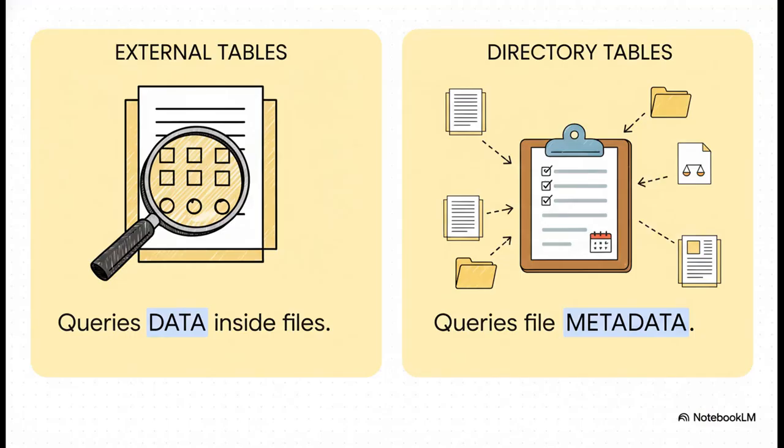And boom, this slide basically says it all. The easiest way to think about it is this. An external table is like your magnifying glass. It lets you peer right inside a file and read the actual data, the rows and columns. A directory table, on the other hand, is the master list. It doesn't care one bit what's inside the files, it just gives you a perfect inventory of every single file you have in a specific location.